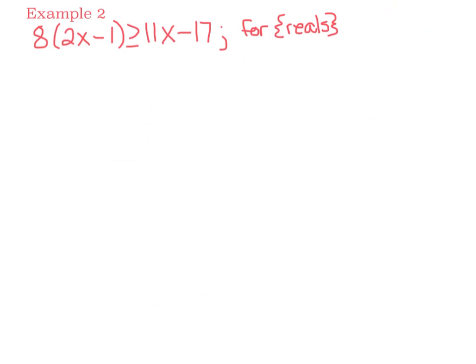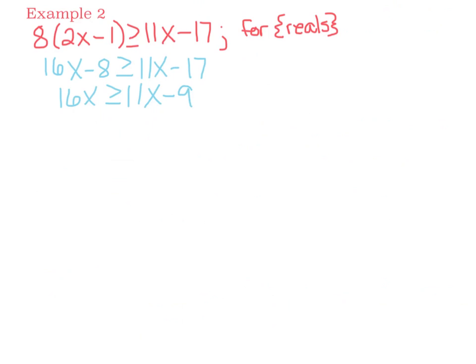Alright, our next example, 8 times the quantity 2x minus 1 is greater than or equal to 11x minus 17, and this is for all reals. So first thing we need to do is solve this just like it was an equation. We're going to distribute the 8. We've got 16x minus 8 is greater than or equal to 11x minus 17. And then we want to combine like terms. So we are going to add 8 to both sides. 16x is greater than or equal to 11x, and negative 17 plus 8 is negative 9.